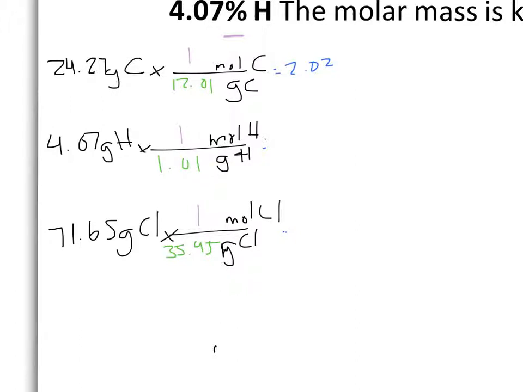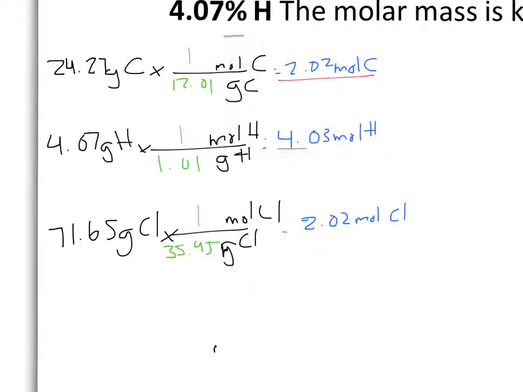Okay, all right, so when you run these numbers, you're going to get 2.02 moles of carbon. You're going to get 4.03 moles of hydrogen, and you're going to get 2.02 moles of chlorine. Well, the good news is that, step number 1, let me back up. Step number 1 was drop percent, change it to gram. Step 2 is convert grams to moles. And step 3 is now divide by the smallest number of moles.